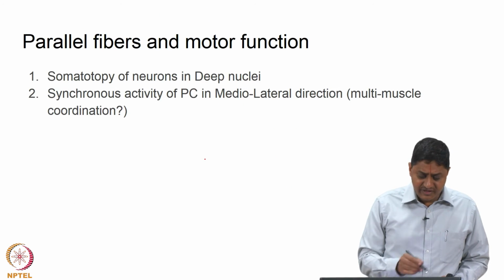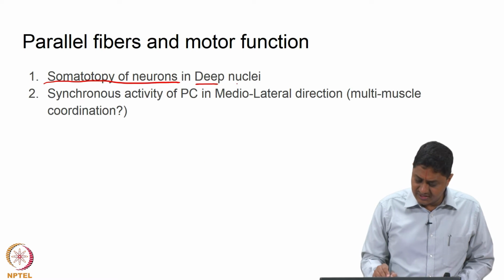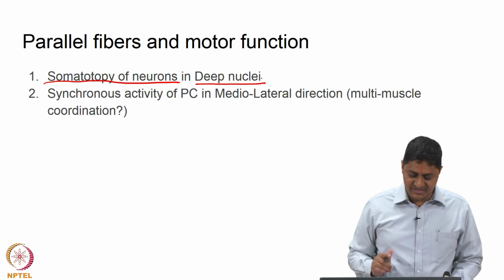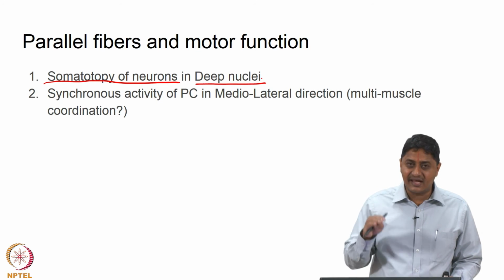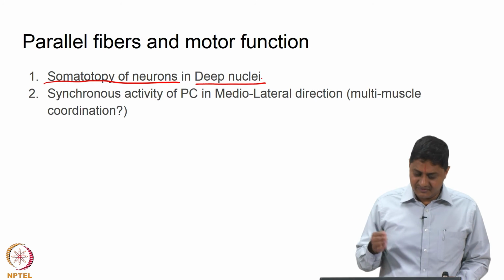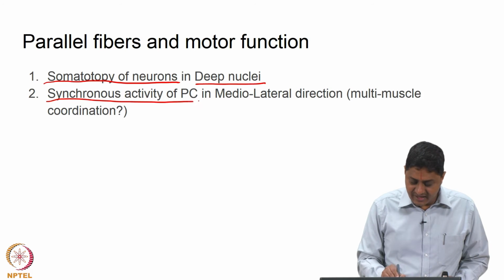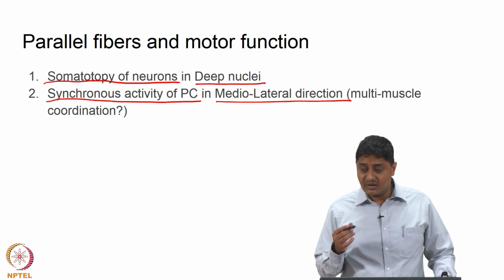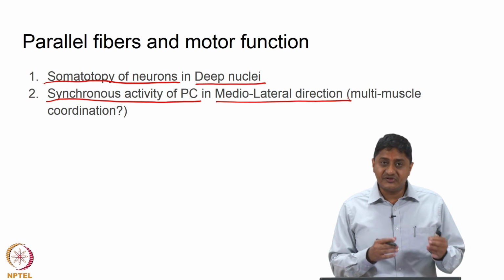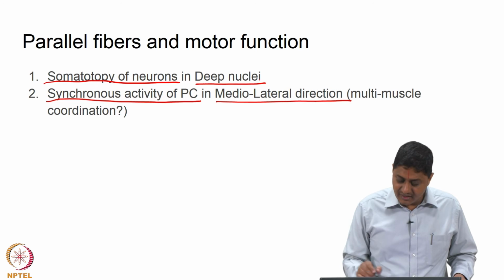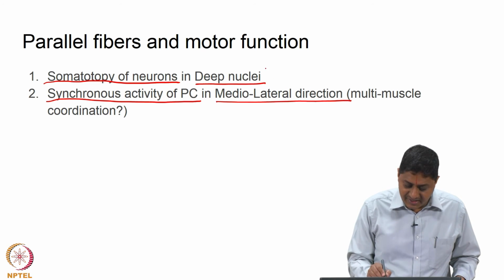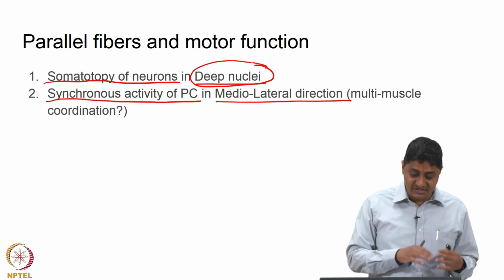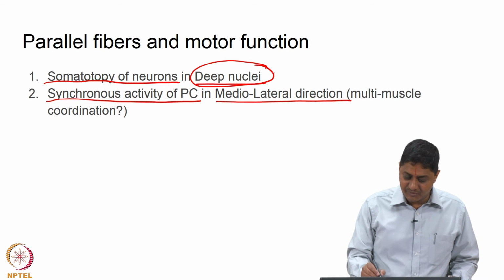We have also discussed that there is somatotopy of neurons in the deep nuclei. I mentioned that there is a homunculus that is upside down and turned sideways. In other words, the anterior side is the tail and the posterior side is the head, right. We discussed this, and also there is synchronicity of activity of the Purkinje cells in the mediolateral direction. So, what does that mean? That means in the mediolateral direction there is representation for different muscles. This representation is there not in the cerebellar cortex, not in the molecular layer, but in the deep nuclei, and they receive information from the Purkinje system somatotopically, this is what we have said. So, there is topographic representation in the deep nuclei.